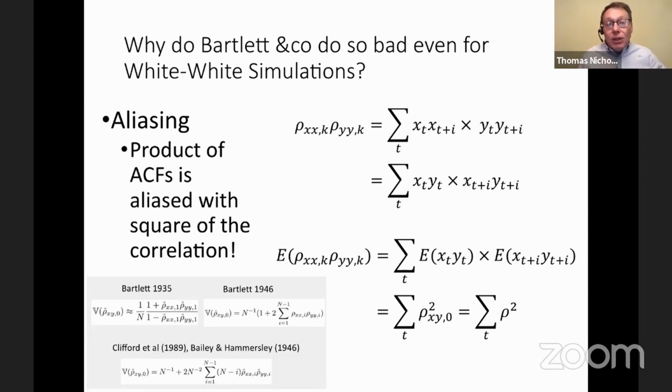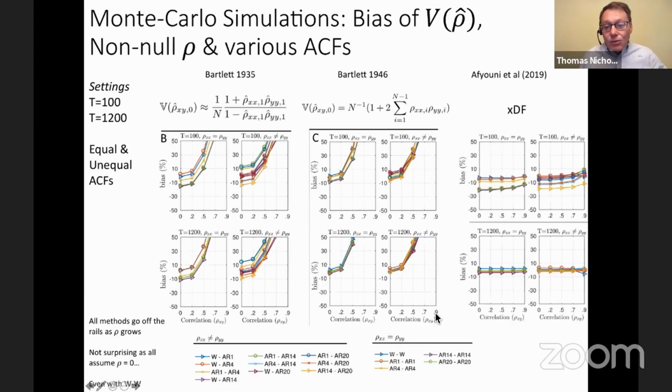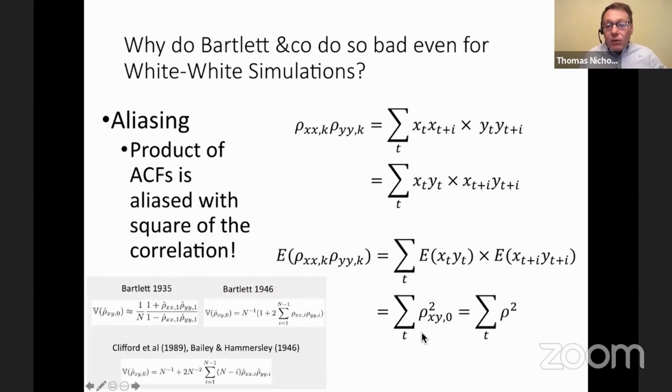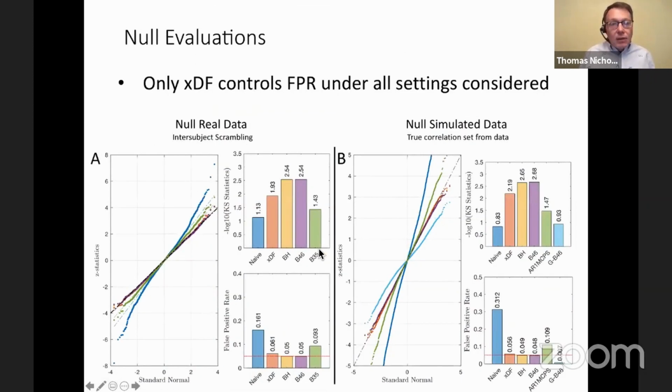So whenever you have an algebraic expression that depends on the product of the autocorrelation functions for x times the autocorrelation of y for a given lag, that will be algebraically equivalent to the correlation, and hence why, as the true correlation grows, even the white case gets incredibly biased because of this aliasing. So that's the serious problem. I think, indeed, these methods were never intended to be used under non-null, but it's interesting to think that if you actually did deploy them, you would have this serious problem. So this is null evaluations.